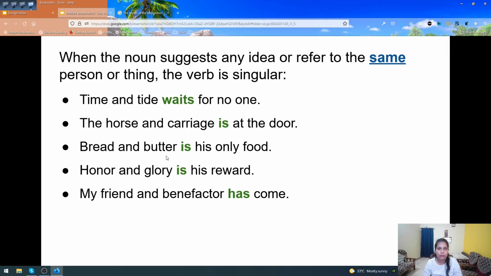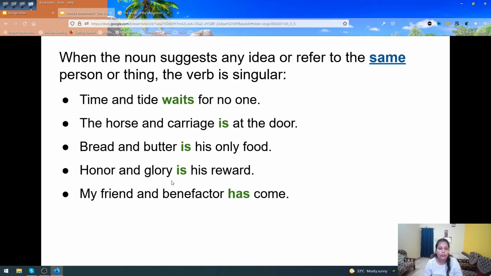Bread and butter is his only food. So bread and butter refers to a single dish, isn't it? We cannot eat bread alone and we cannot eat butter alone. We need both of them together to eat it, isn't it? So we are talking about the same one food, that is bread and butter. So that is why we have used the verb as singular here, is. Bread and butter is his only food.